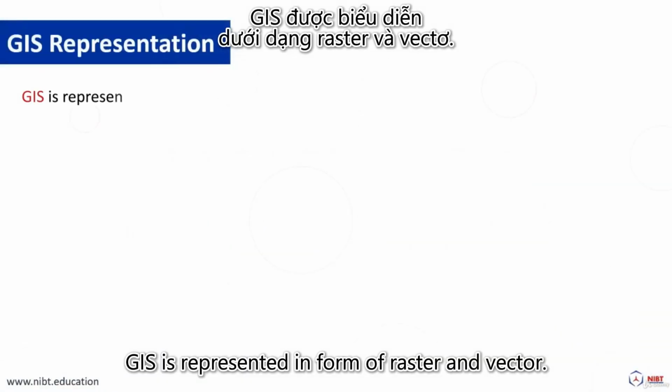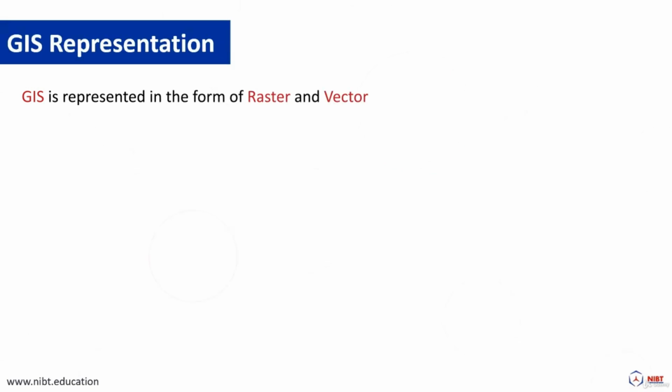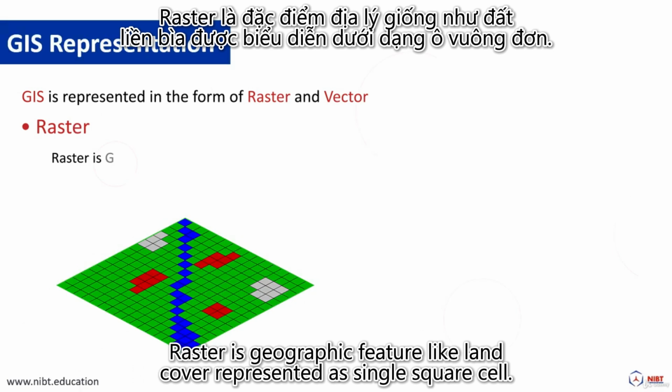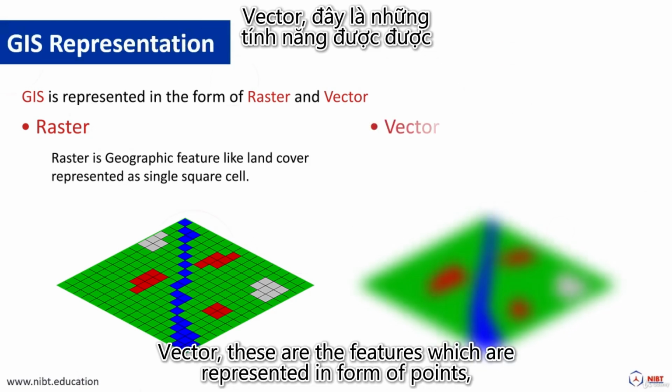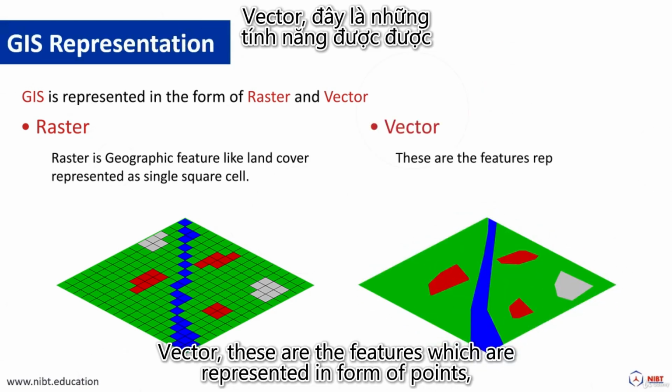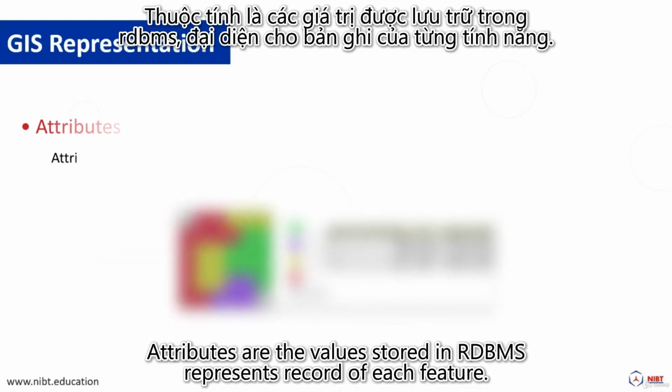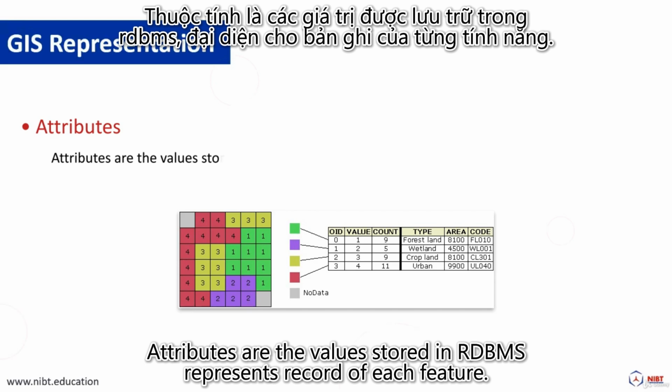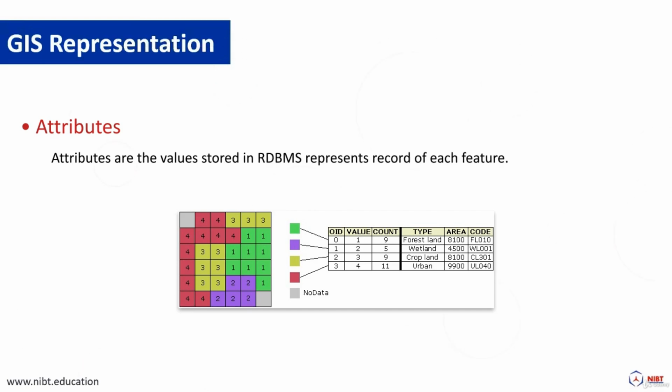GIS is represented in the form of raster and vector. Raster is a geographic feature like land cover represented as a single square cell. Vector features are represented in the form of points, lines and polygons. Attributes are the values stored in an RDBMS, which represent the record of each feature.